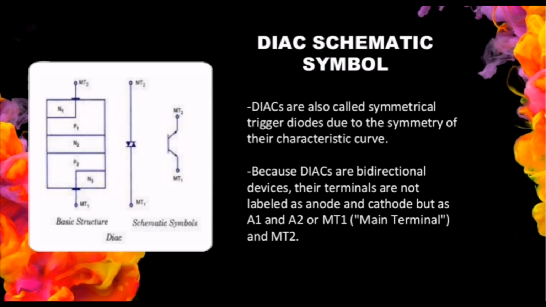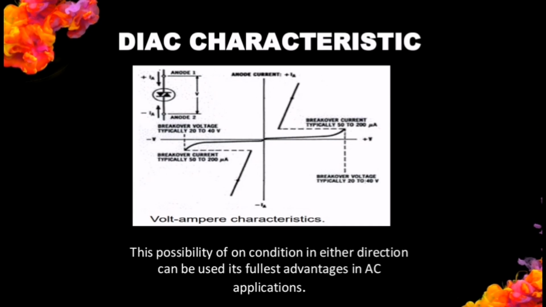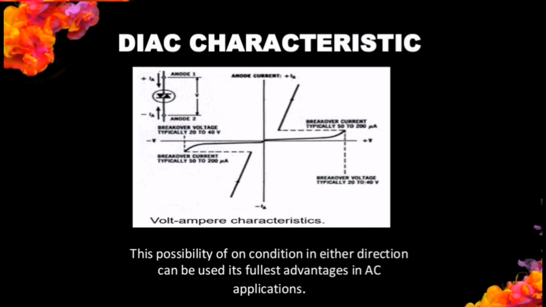So this is the diac schematic symbol. Diacs are also called symmetrical trigger diodes because of the symmetry of their characteristic curve. Because diacs are bidirectional devices, their terminals are not labeled as anode and cathode but as A1 and A2, or MT1, which is main terminal 1, and MT2. And this is an example of the diac characteristic. This diac characteristic, with the possibility of the on condition in either direction, can be used to its fullest advantage in AC applications.